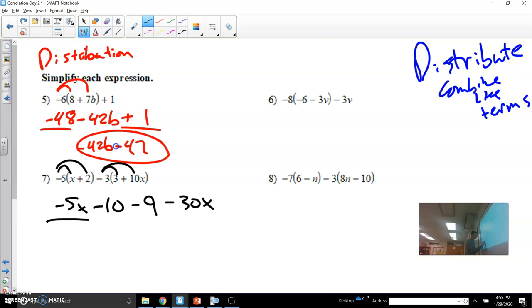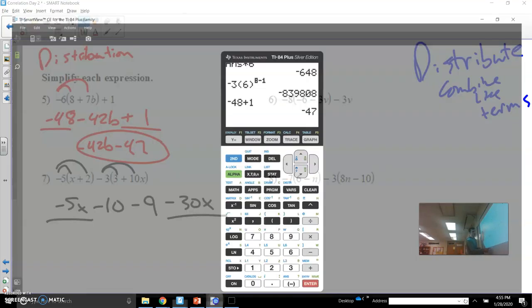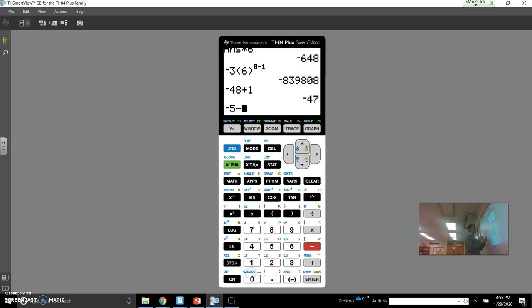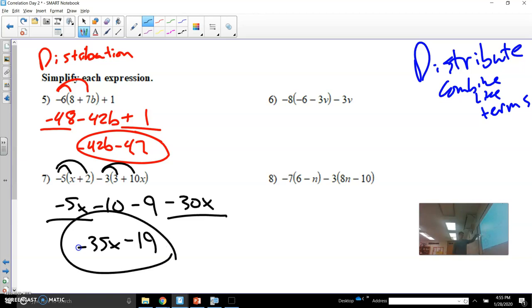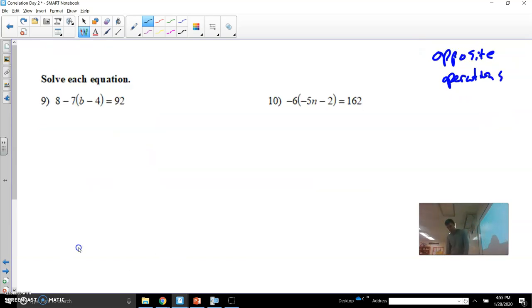And so I see -5x minus 30x. Again, I want to put those straight together. -5 minus 30, -35. Now notice I don't put x in the calculator. I am only using these coefficients, -5 minus 30. And that does have x with it on paper, but you won't put that in the calculator. -10 minus 9 is -19. This is the answer. We cannot go any further because these are not like terms. So I want you to try 6 and 8 in the same way.